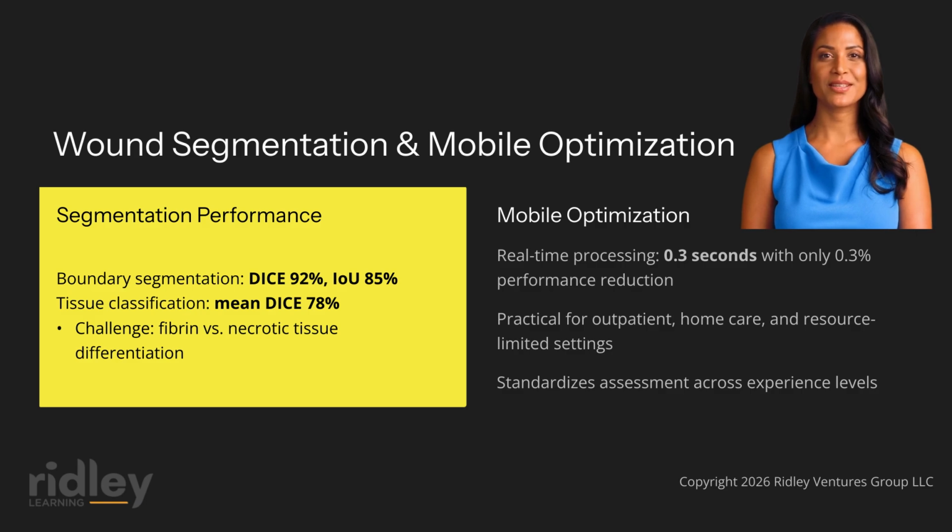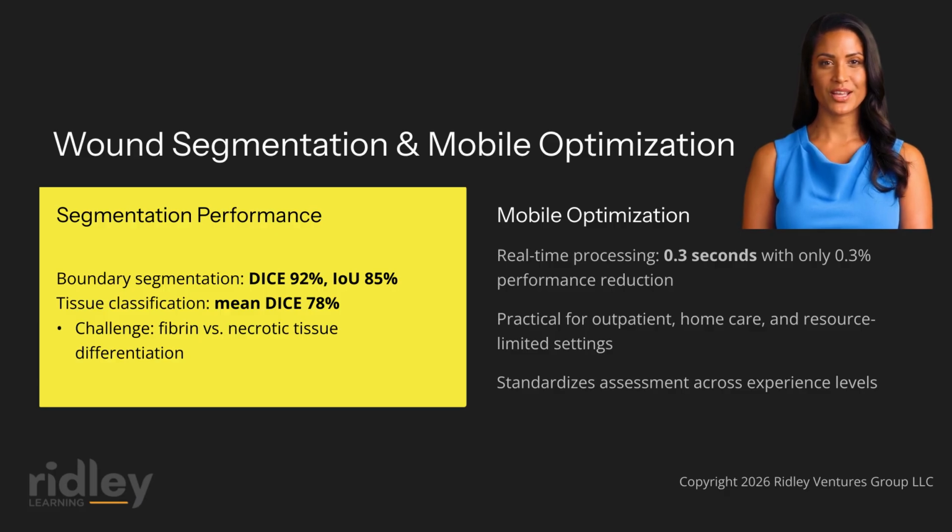Let's talk about wound segmentation, tissue classification, and mobile optimization. AI-based wound segmentation models have achieved clinically meaningful performance in delineating wound boundaries and classifying tissue types within the wound bed. Wound boundary segmentation models have achieved DICE scores of 92% and intersection over union scores of 85%, while tissue classification within wound beds yielded a mean DICE score of 78%. Though accuracy varied across tissue types, with particular challenges in differentiating fibrin from necrotic tissue.